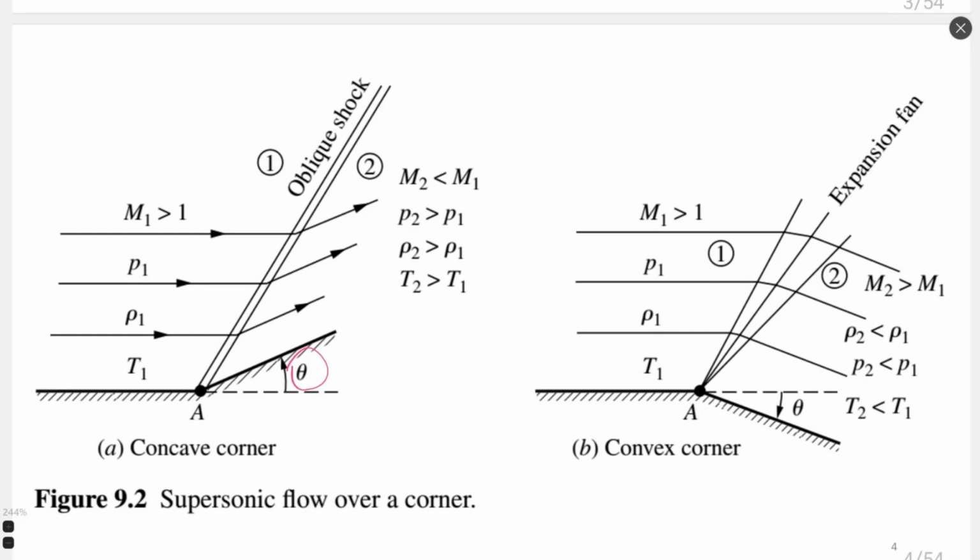For convex flow, or for an expansion fan, we have this data also, but now it goes in the negative direction. So theta must be expanding the flow. The expansion fan must increase the total flow area, which we can see here. In the case of an oblique shock wave, the flow is compressed, so the area of the flow reduces. So reduction of the area is the oblique shock wave, and increase of area is the expansion fan.